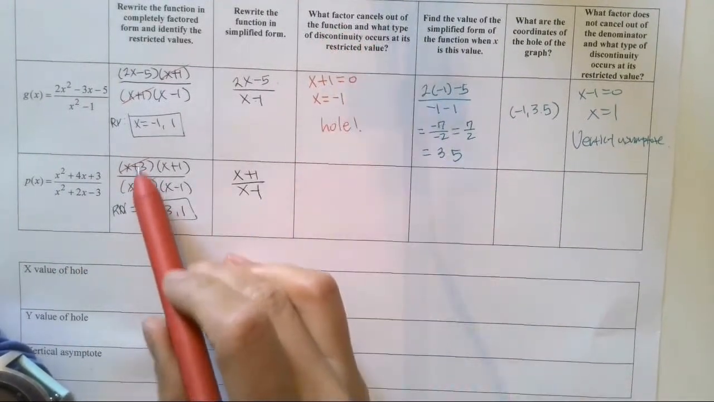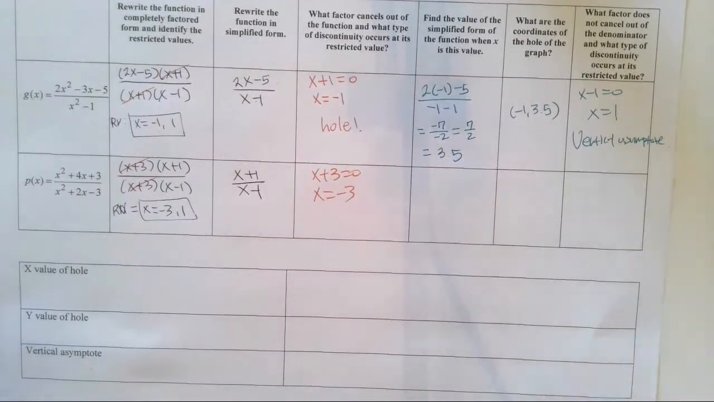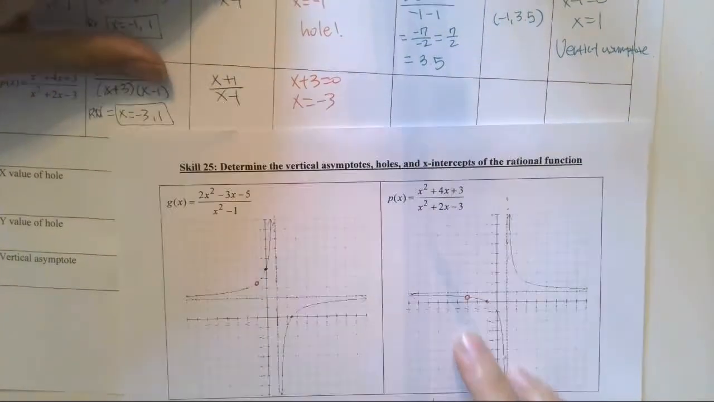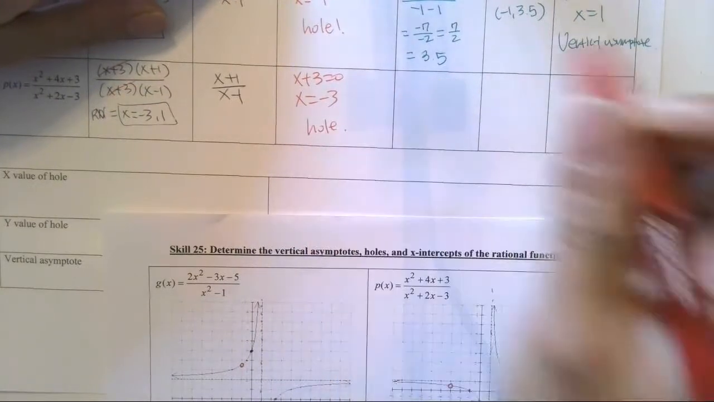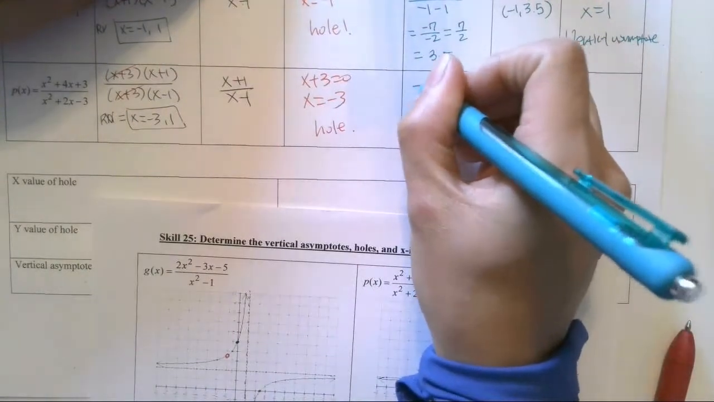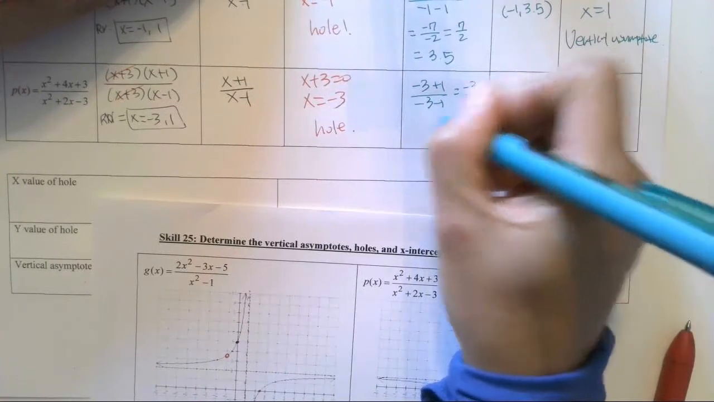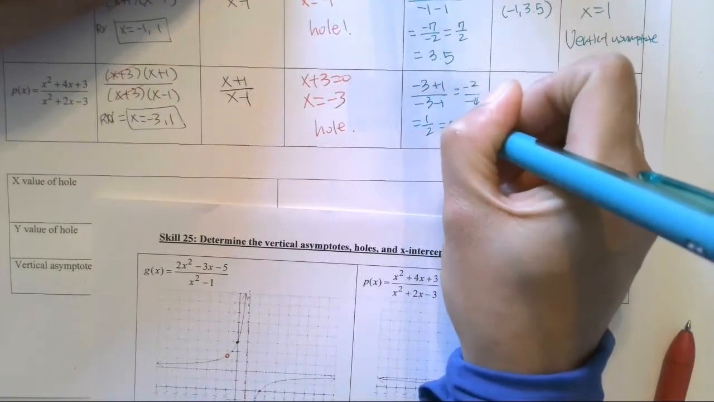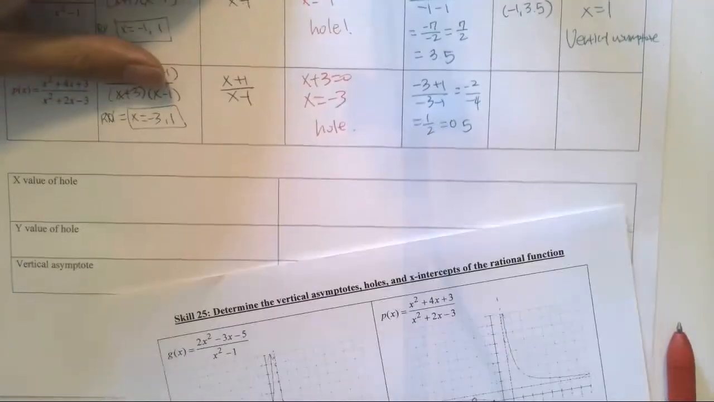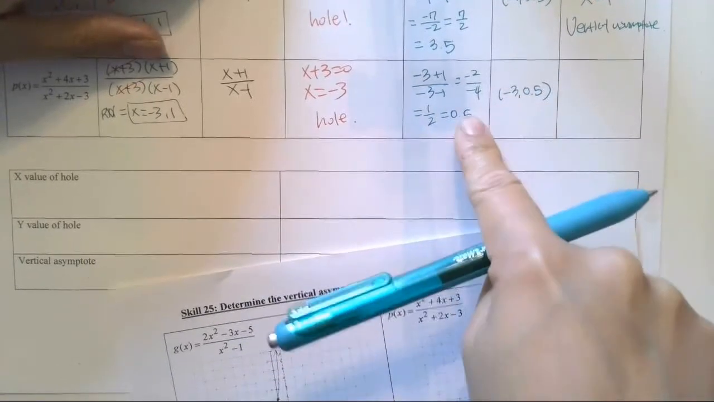What cancels out? X plus 3. X is equal to negative 3. So looking at the second graph, what happened at x equal negative 3? A hole. Now it's saying to take that negative 3 and plug it into the simplified form. What was the coordinate of the hole? Negative 3, 0.5. So that's how you find the y value of the hole.